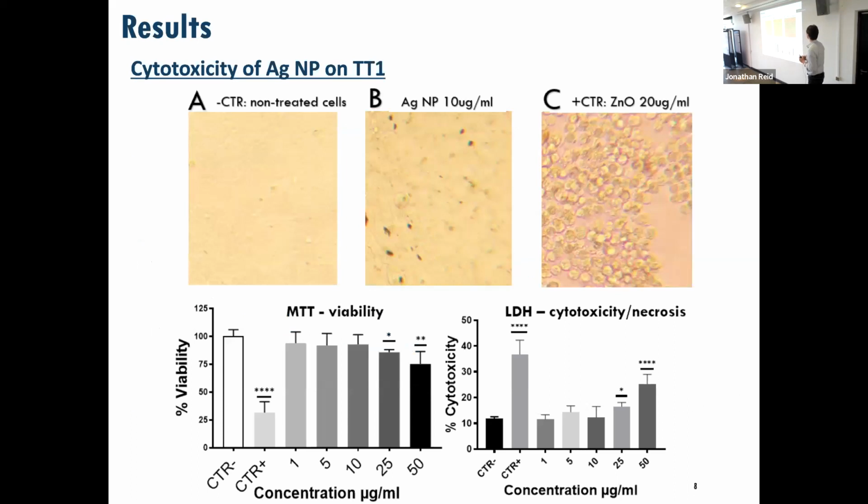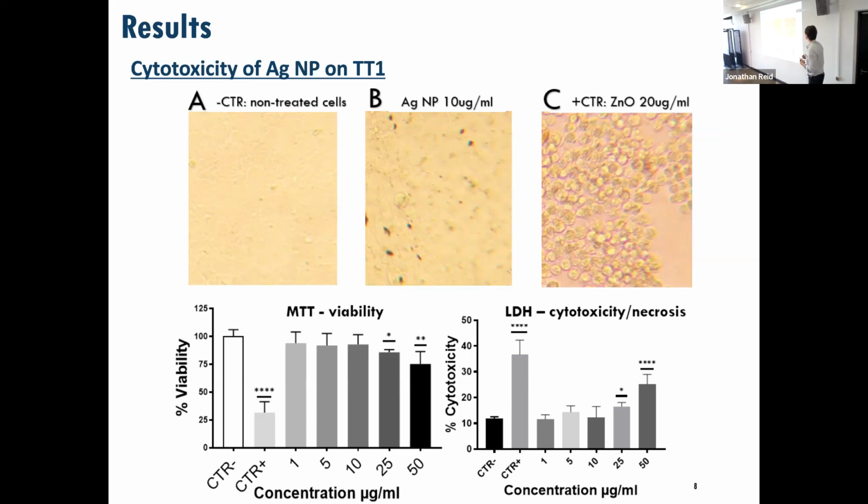So if we look at the first result, the MTT, which is the viability, is on the left. It shows that up to the concentration of 10 microgram per ml, silver didn't show any toxicity on these cells. Higher concentrations of 25 and 50 showed toxicity. And the results are very comparable with the LDH, except that the y-axis is different. So there it's viability, and the other one is exactly the opposite, cytotoxicity.